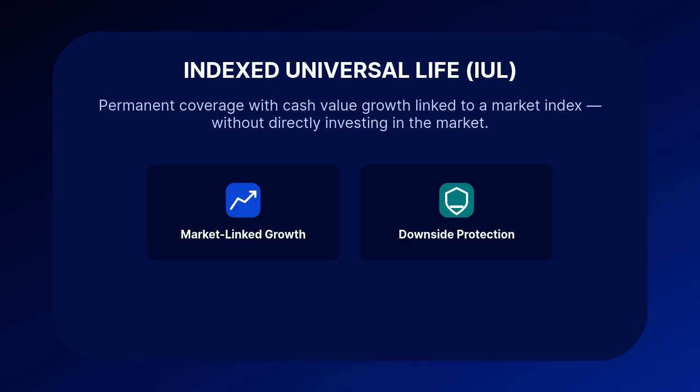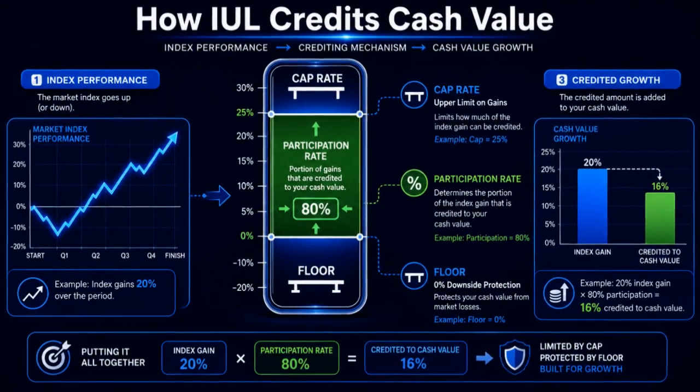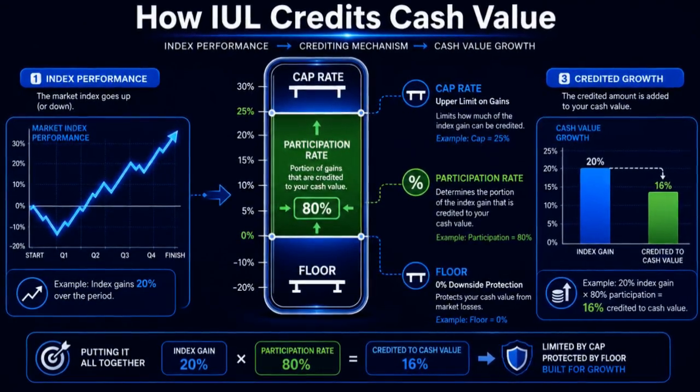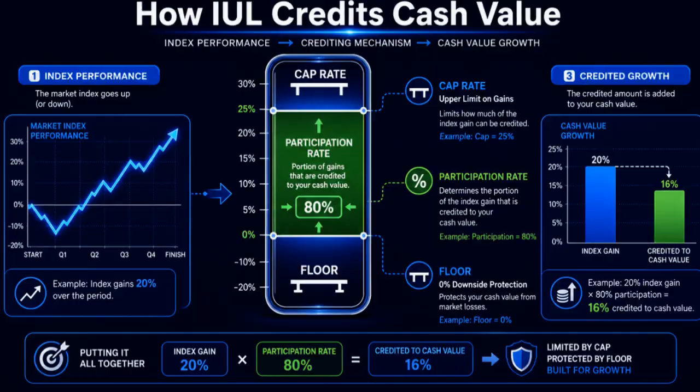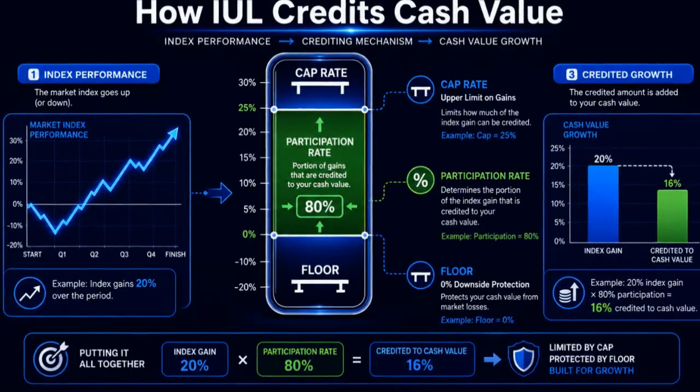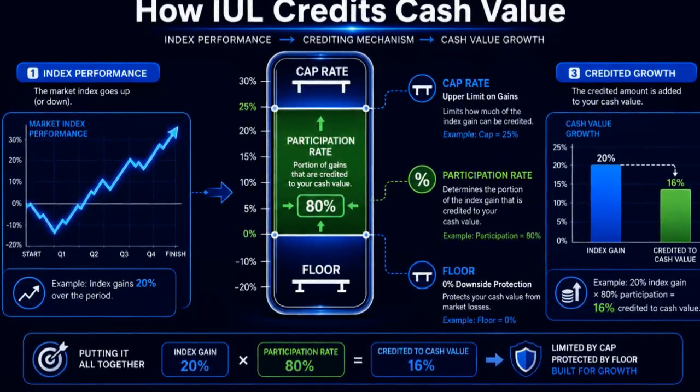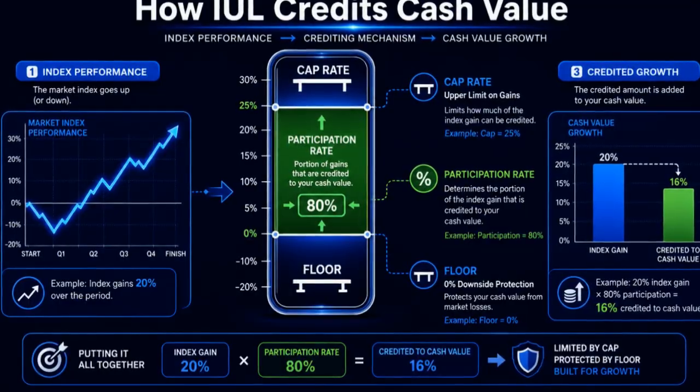And critically, the client is not directly investing in the market. They don't own any stocks. They're credited based on index performance, within certain parameters. Here are the 3 parameters that govern how IUL credits cash value. First, the cap rate. This is the ceiling on how much you can gain in a given period. If the index returns 15% but your cap is 10, you're credited 10.